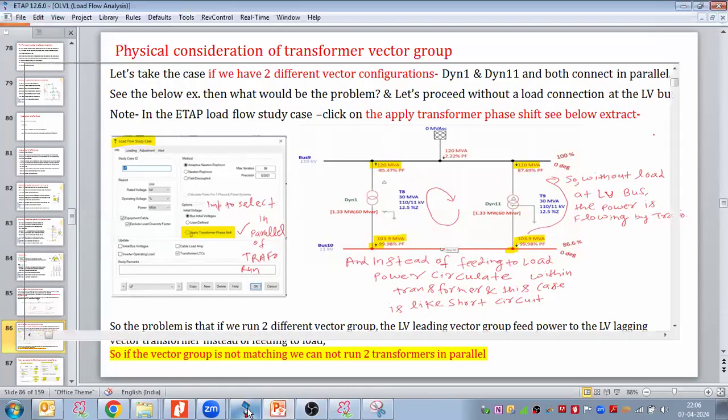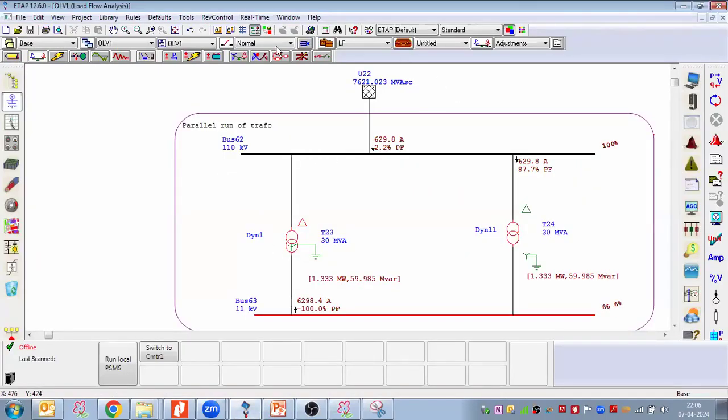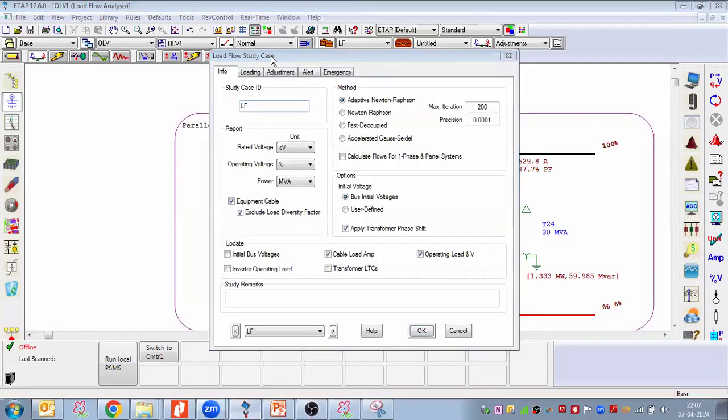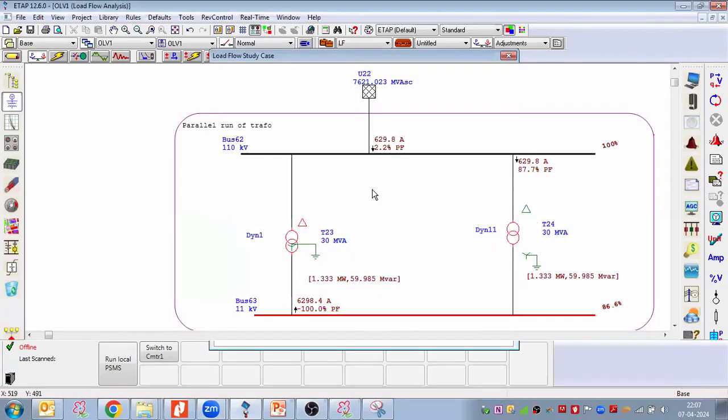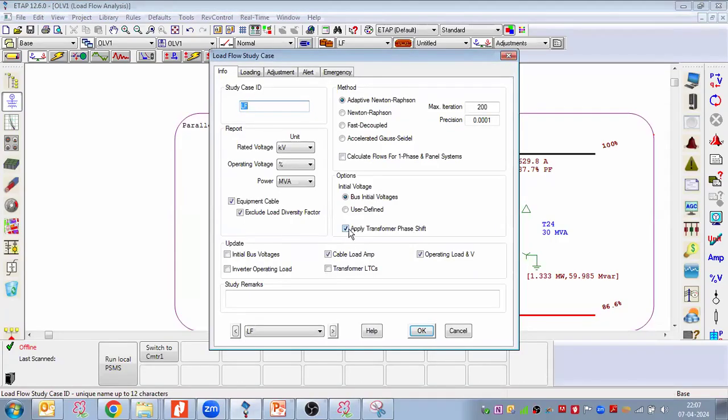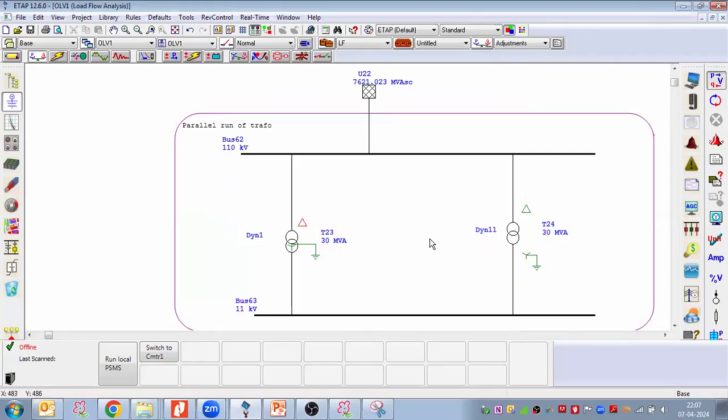So whenever you perform this study, there is one point here that needs to be taken care of. Go to the load flow study case and click on apply transformer phase shift. If you do not click on this, the study will not give this result. So during this, you need to click on apply transformer phase shift and then perform the study.